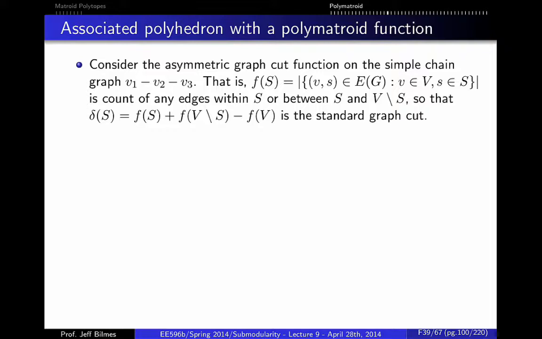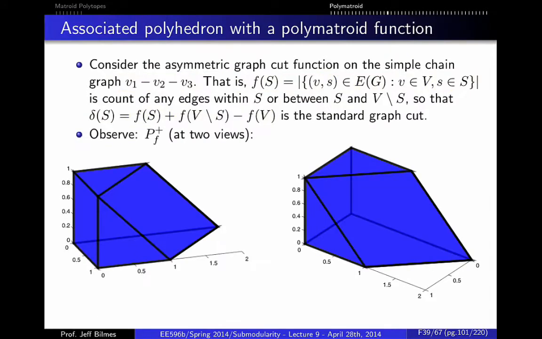Let's start off by using the asymmetric graph cut function. So this is a simple polymatroid function defined in this way. And here's the graph. So it's basically a graph with 3 vertices, v1 through v3, and 2 edges between v1 and v2 and v2 and v3. So you can actually reconstruct the standard graph cut this way. And so the polymatroid looks like this.